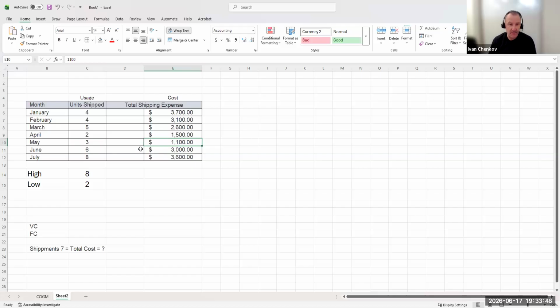The lowest cost is irrelevant because the lowest cost comes with the month when I have 3 shipments, but the 3 shipments is not my lowest point in the usage. So that cost here is irrelevant.